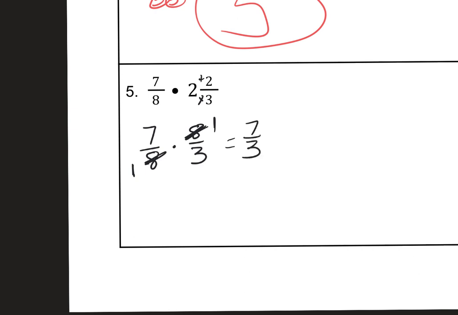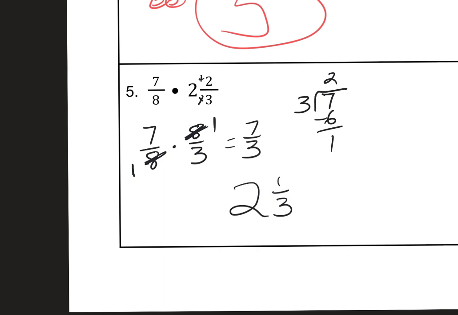Now, we cannot leave this problem improper. We have to change it to a mixed number, and we do that by dividing the 3 into the 7. It goes 2 times, that's 6, with 1 left over. So my answer is 2 1/3.